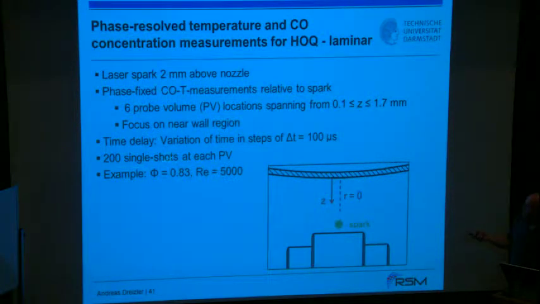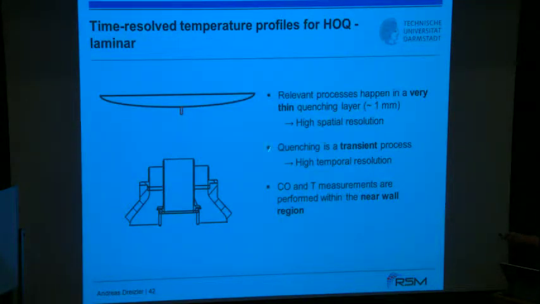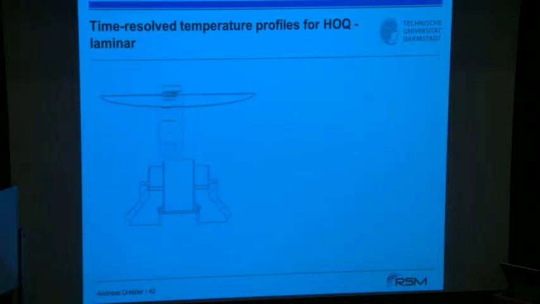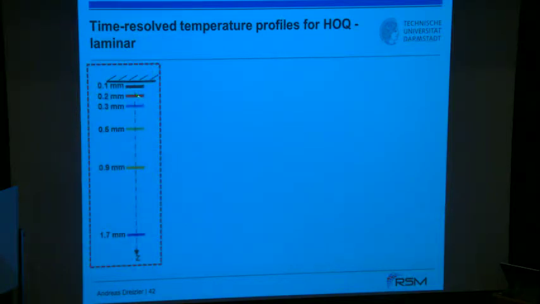And you can imagine that takes a long time. If you are heading for 200 realizations, for example, then you have to repeat that for each location and for each spark timing distance. And so that's why I concentrate only here on a small region where actually something happens, roughly in a very thin layer, which is here from 100 microns over 200, 300, 500, 900 microns to 1.7 millimeters.